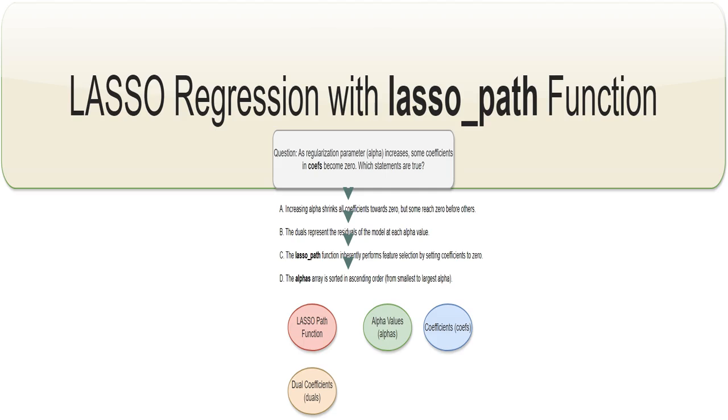I'm using scikit-learn's lassopath function, which is a powerful tool for performing lasso regression. Lasso stands for least absolute shrinkage and selection operator. It's a type of regression that uses a penalty term to shrink coefficients toward zero, helping in feature selection. The lassopath function specifically gives me the coefficients at different values of the regularization parameter, alpha.